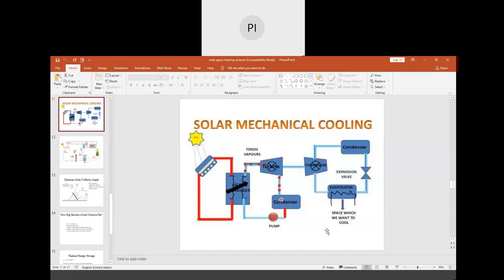Then the cooling effect can be observed, and the vapors pass through the evaporator. The evaporator evaporates the moisture, and only a cool breeze comes out into the room. This is one way of producing solar mechanical cooling.